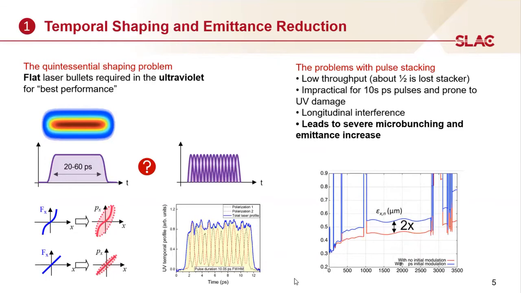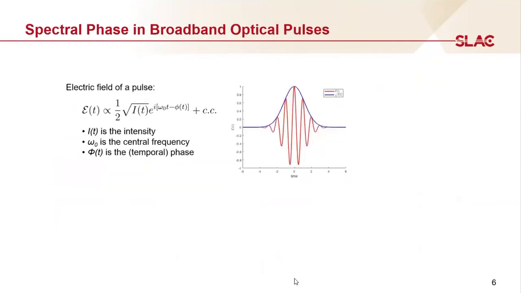I want to take a quick detour to a background topic that I hope will aid in the understanding of our methods, and that's the mathematical description of the electric field of a laser pulse, in particular, a description of the previously mentioned spectral phase. The pulse is given by an amplitude function and a phase function. The spectral phase determines the position in time of each frequency, and in a broadband pulse, its temporal shape.